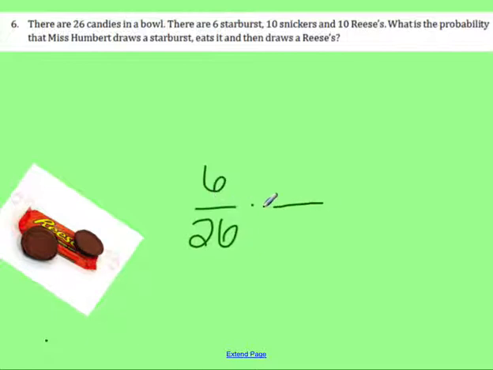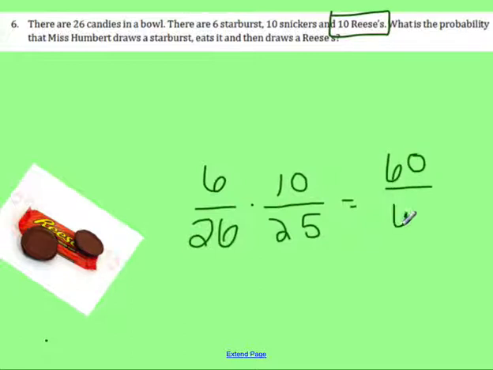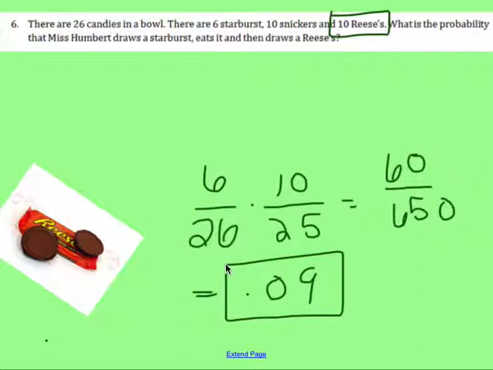Well, when I drew out that Starburst, that means I have 1 less candy in my dish. But because I drew out a Starburst, it doesn't affect the number of Reese's that I have. I still have 10 Reese's. And now I can multiply across the top. So 6 times 10 is 60, and then 26 times 25 is 650. So I can go ahead and divide those out. 60 divided by 650 is going to give me 0.09. So that means there's a 9% chance that I draw a Starburst and then I draw a Reese's.